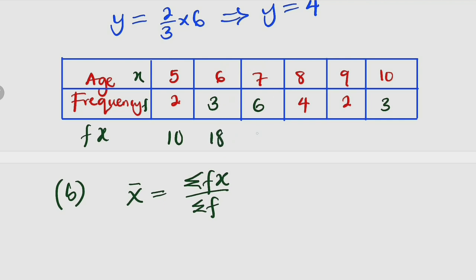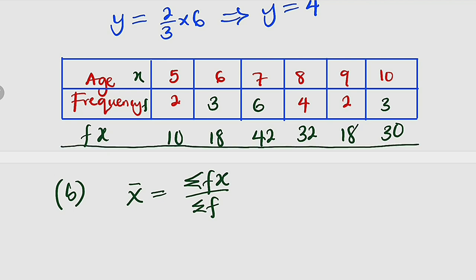7 multiplied by 6 is 42. Then 8 multiplied by 4 is 32. 9 multiplied by 2 is 18. 10 multiplied by 3 is 30. So we have just formed f of x.